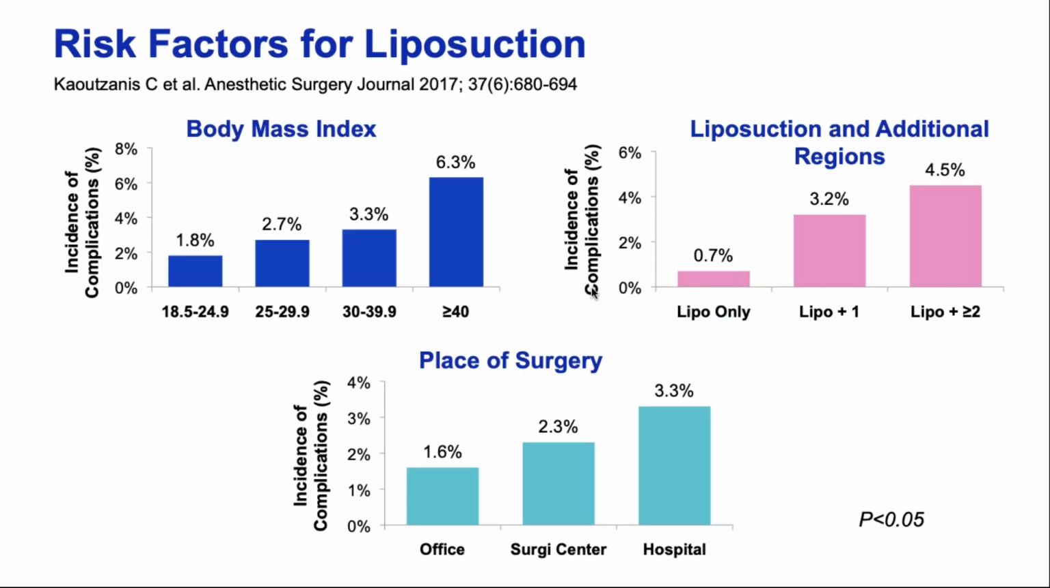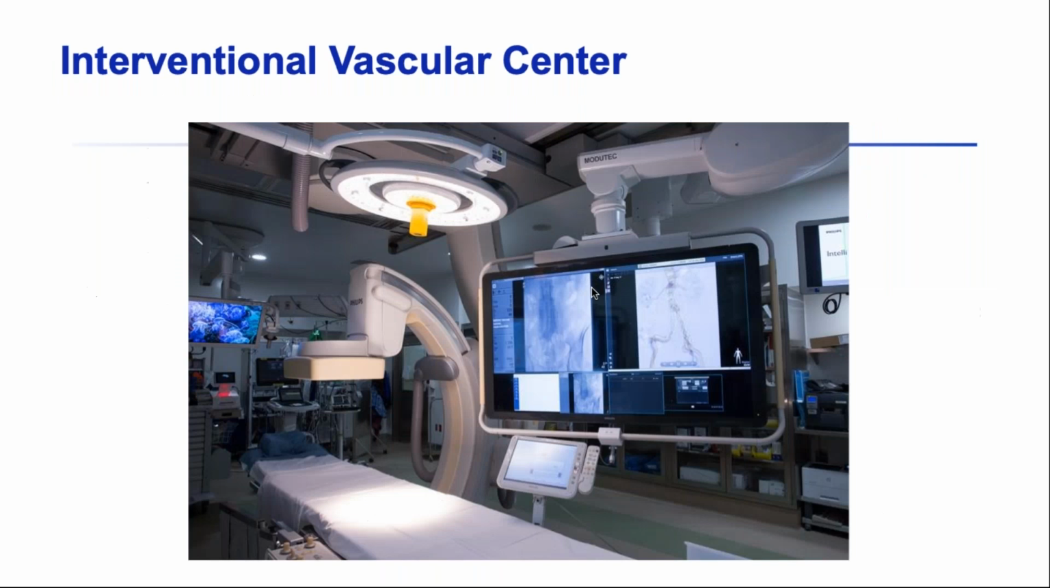And you can see from this diagram, it just reiterates the body mass index, the additional procedures, and the place of surgery. It's interesting to note that of the places of surgery, the office was the least amount of complication.